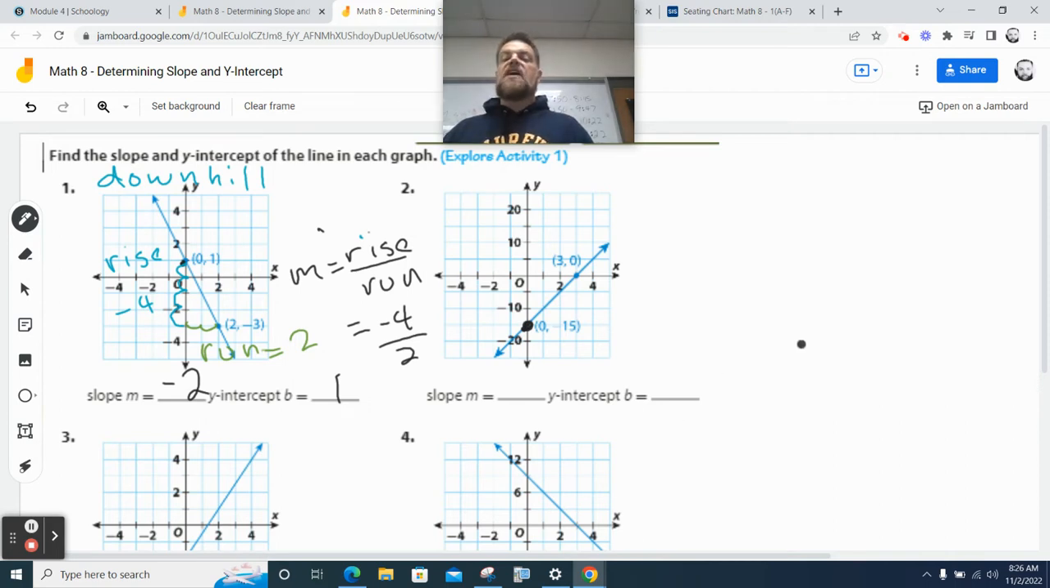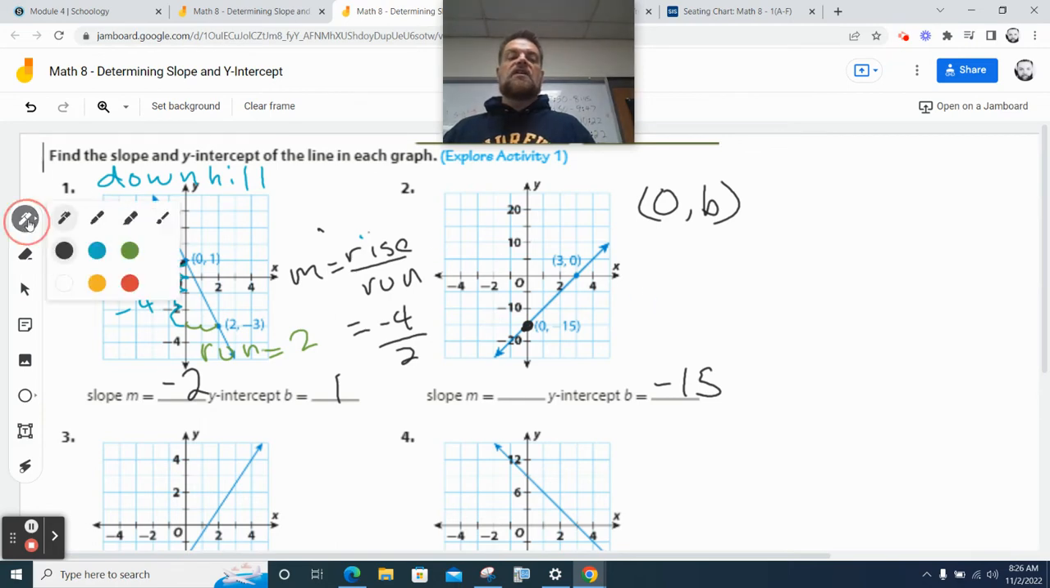This is my y-intercept. What is the b value? Remember, it's 0, comma b. You got to go where the y-intercept is. This is the y-axis right here. Yeah, it's negative 15.